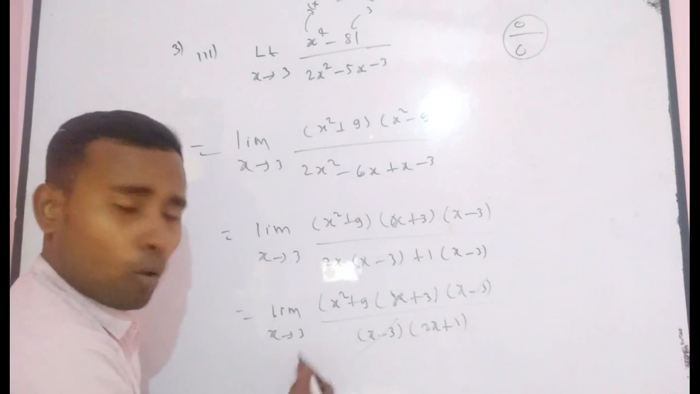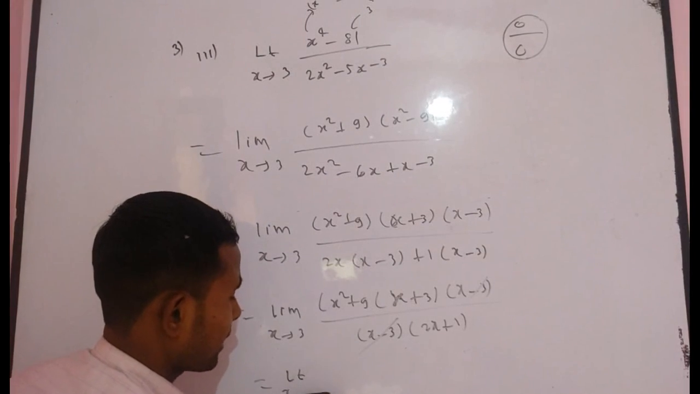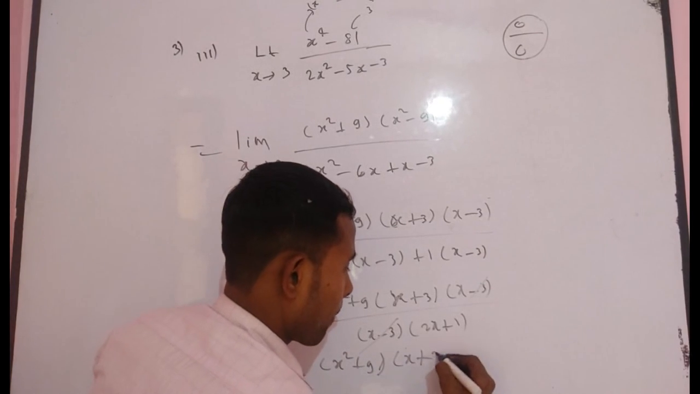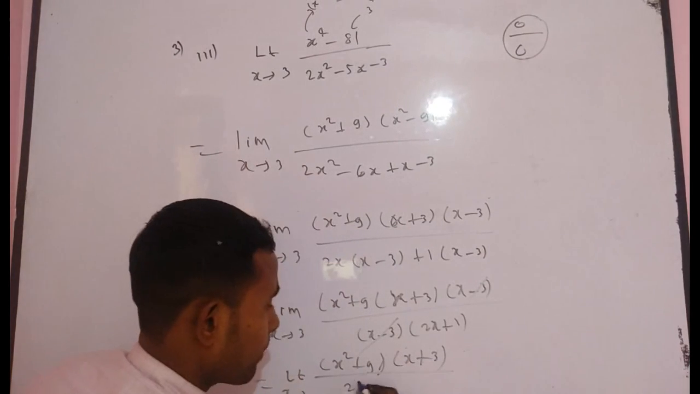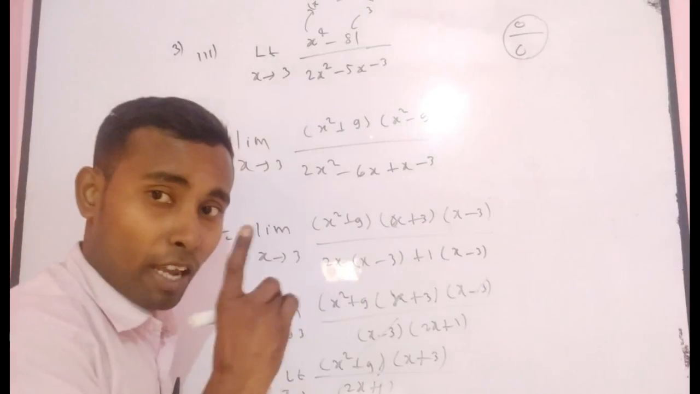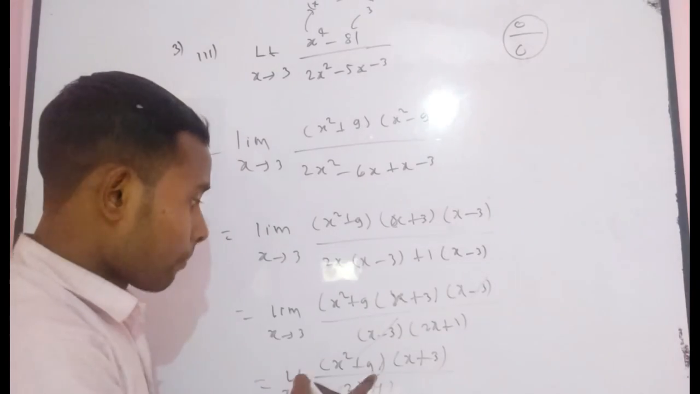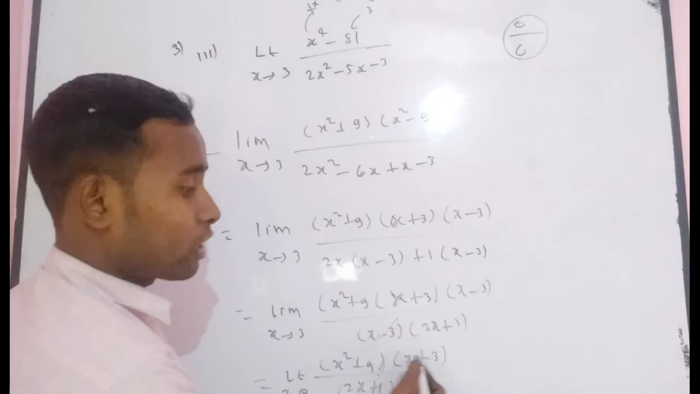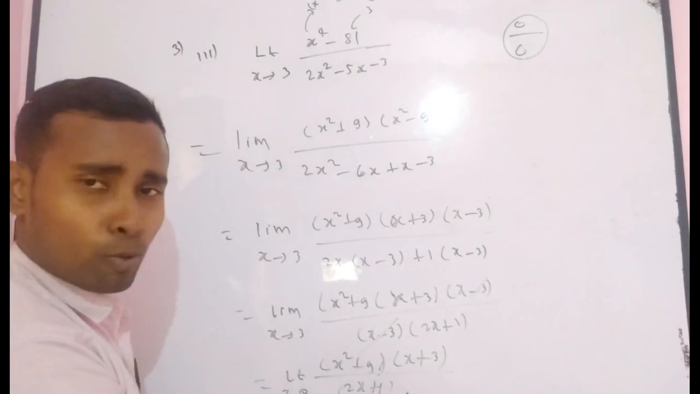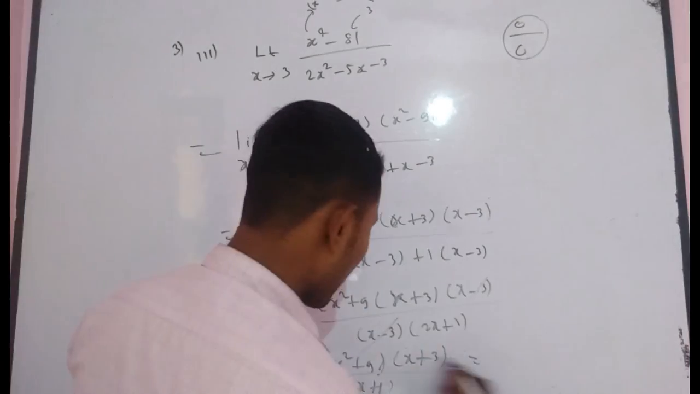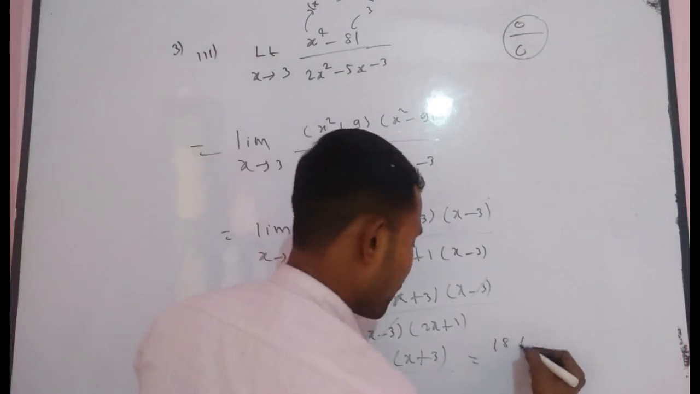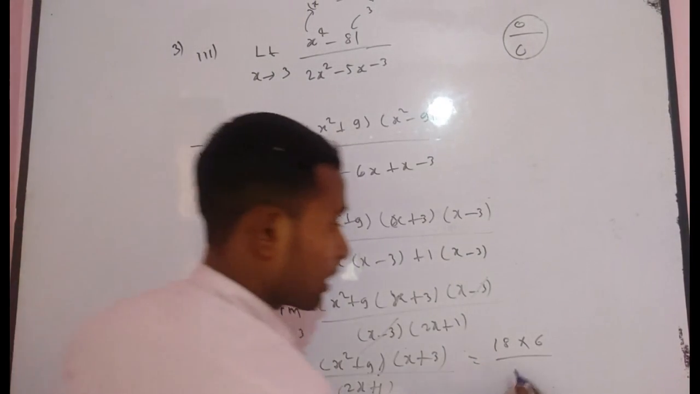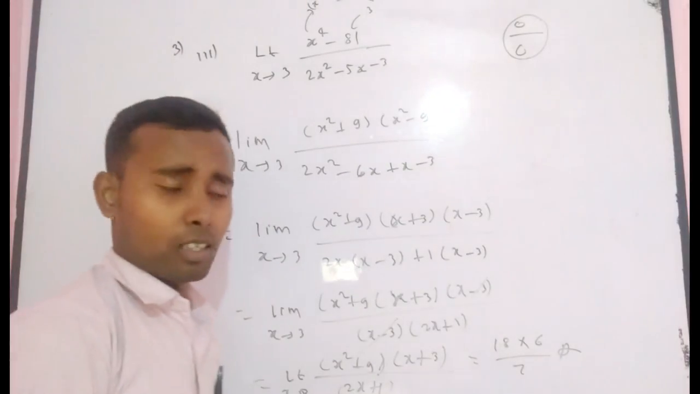After that you have to write one more step. Write the limit as x tends to 3 of (x square plus 9) into (x plus 3) divided by (2x plus 1). Don't forget to write this actual step. Now you have to just put the value 3. If you put it, you get 3 square is 9 plus 9, that means 18, into 3 plus 3, that is 6, divided by 2 times 3 is 6 plus 1, that means 7. It is your final answer. You can calculate 18 times 6.